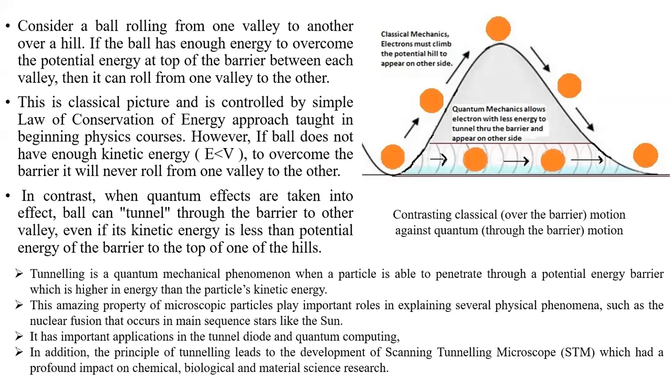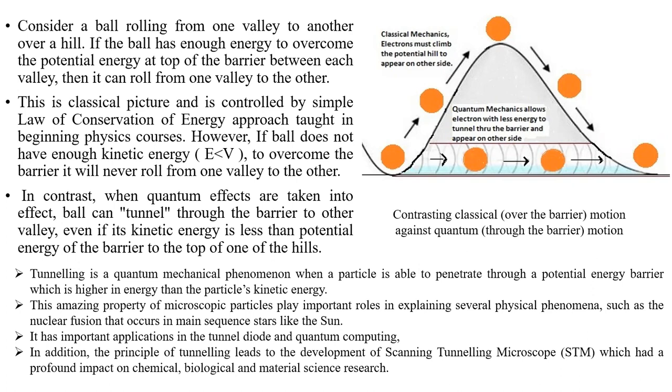But the scientists found that there are possibilities of the charges on the other side of the valley. How has this happened? When quantum effects are taken into account, the ball can tunnel through. This effect is known as the tunneling effect, even if its kinetic energy is less than the potential energy of the barrier at the top of the hill. This tunneling is a quantum mechanical phenomenon in which a particle is able to penetrate through a potential barrier which has a higher energy than the particle's kinetic energy.